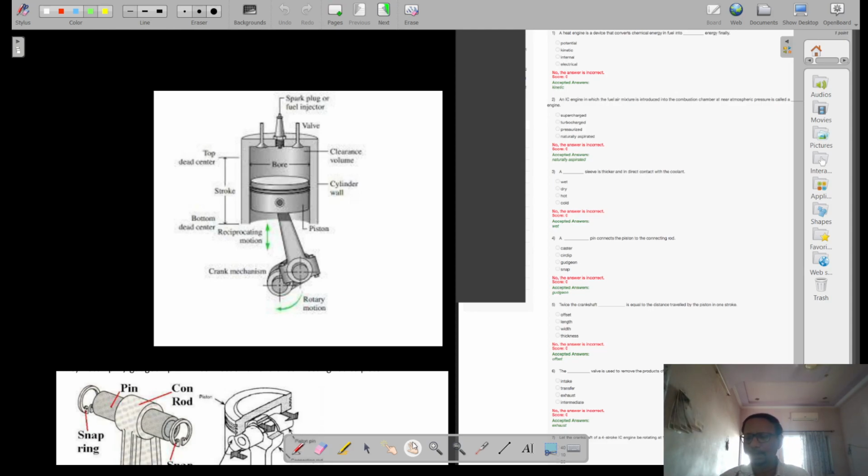Here we are with multiple choice questions for the automobile and the IC engines.